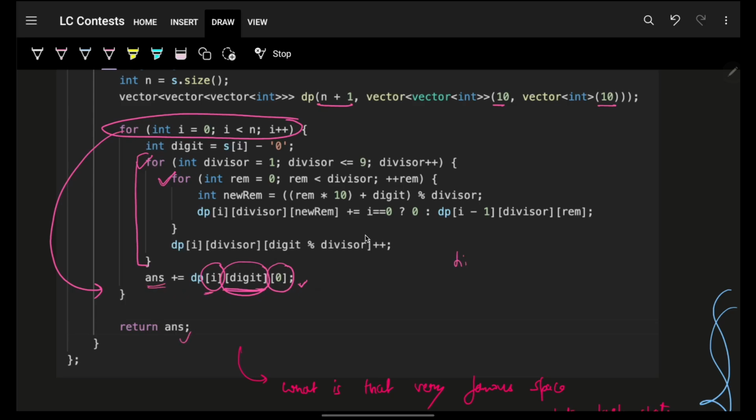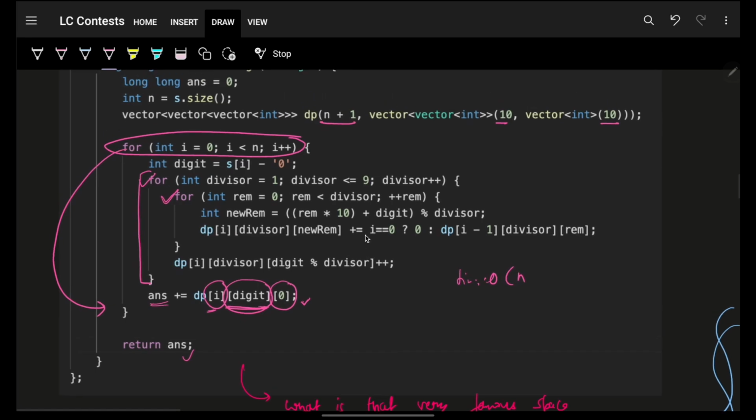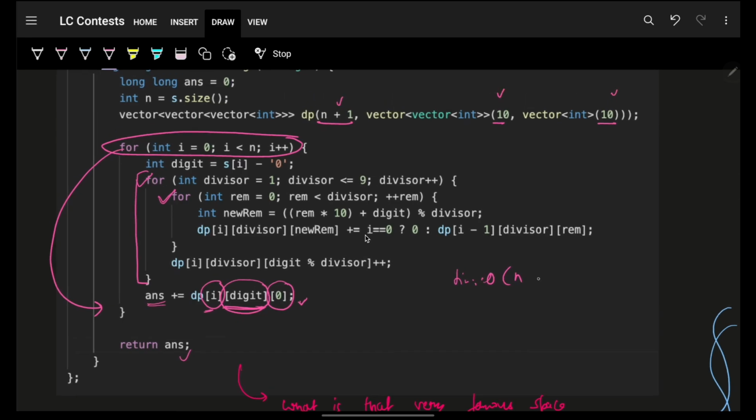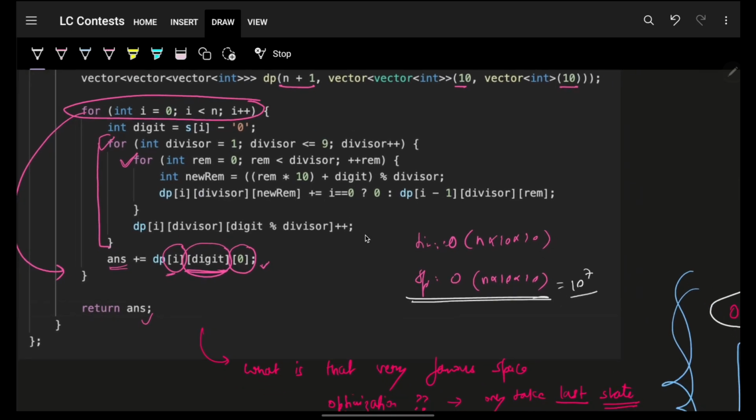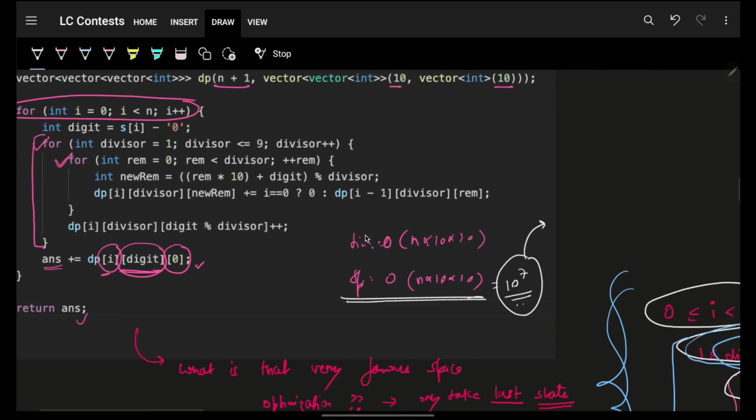Now, because you are trying for n, 10, and 10, the time is n into 10 into 10, and space is also n into 10 into 10. Whenever you use extra space, this is a lot of space. When n is 1e5, this is 1e7, which is a hell of a lot of space. Because of that, you might see your runtime going to around 2500 milliseconds, which is pretty high.